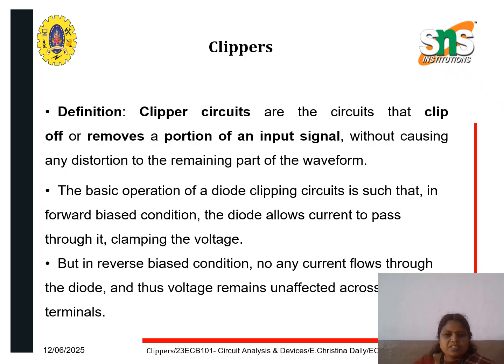Clippers are the circuits that clip off or remove a portion of the input signal, so there will be no distortion to the remaining part of the waveform. The basic operation of the diode clipping circuits is such that in forward bias, the diode allows the current to pass through it, clamping the voltage. But in the reverse biased condition, no current flows through the diode and the voltage remains constant. At the same time, it will not affect the terminals. So this is the definition of the clipper circuits.